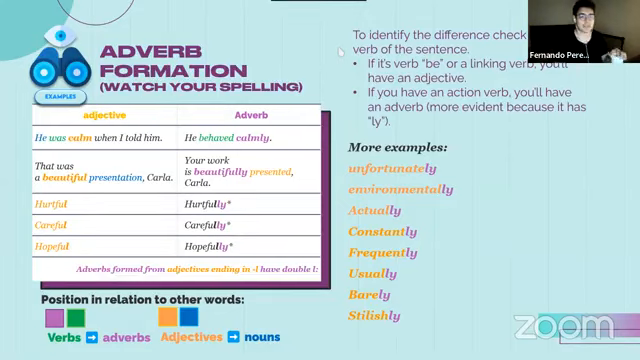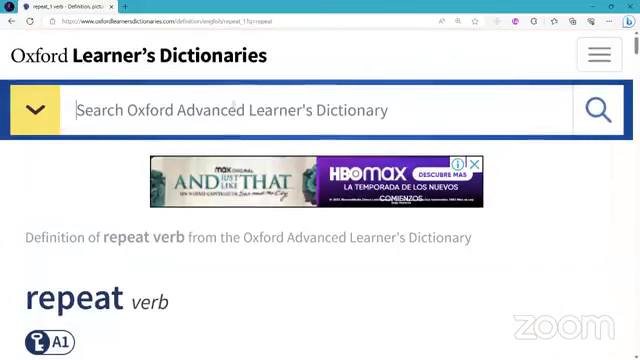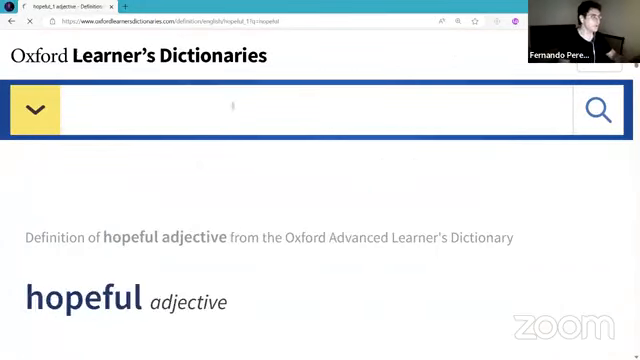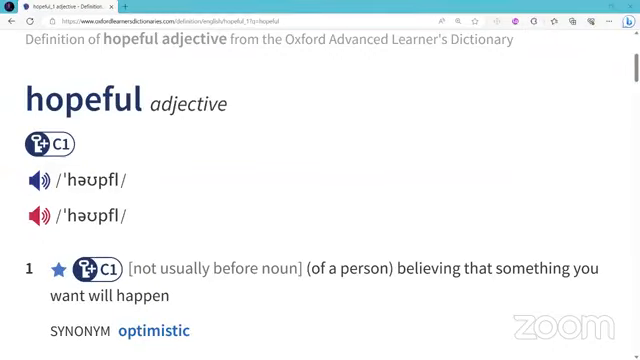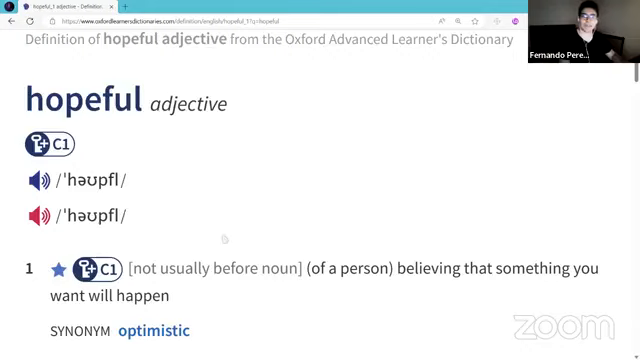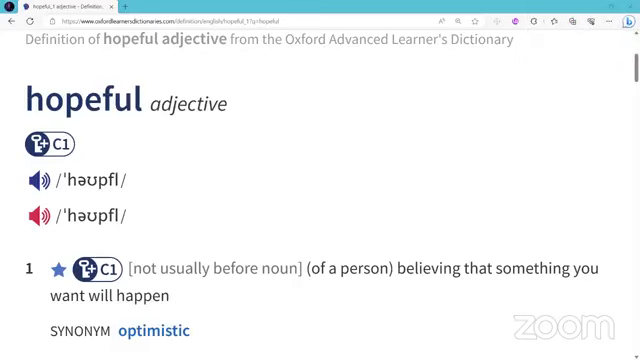Meanwhile, let's go through another example. Let's go with the word hopeful. The word hopeful is an adjective, and we are going to use the verb to be, or we are going to describe a noun. Elsie, your turn. Oh, Carlita's back. Perfect. The word hopeful. Are you familiar with this word? Yes. Here you have the synonym optimistic. Give me an example using hopeful.